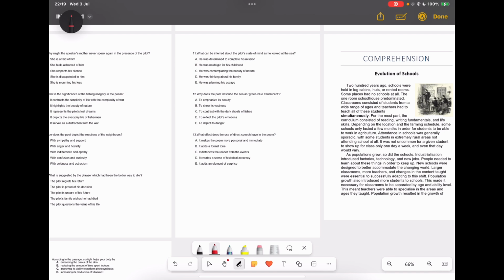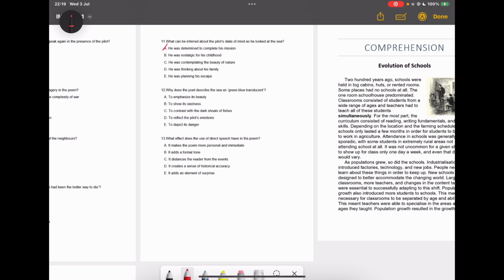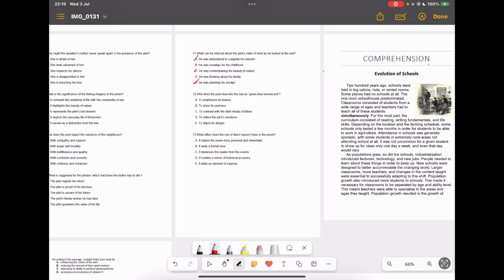So, 11. What can be inferred from the pilot's state of mind as he looked at the sea? A, he was determined to complete his mission. Well, no. B, he was nostalgic of his childhood, yeah, because he's thinking of the brothers and stacking the stones on top of each other. C, he was contemplating the beauty of nature, no. D, he was thinking about his family, maybe. E, planning escape, no. So here we can see the state of mind. Well, he was thinking of family, but he was also nostalgic of his childhood.